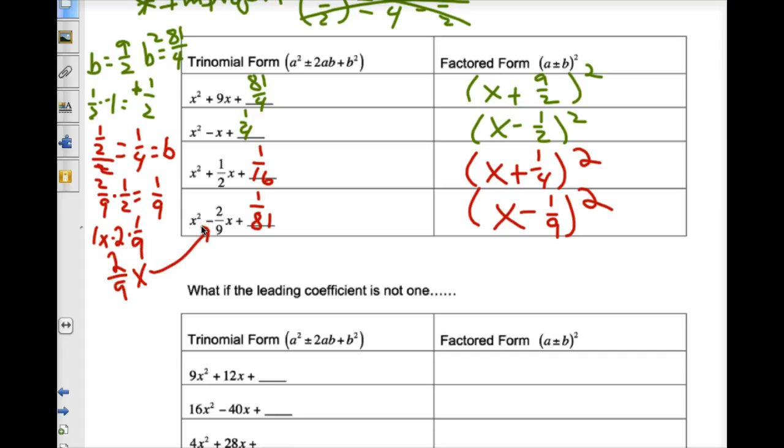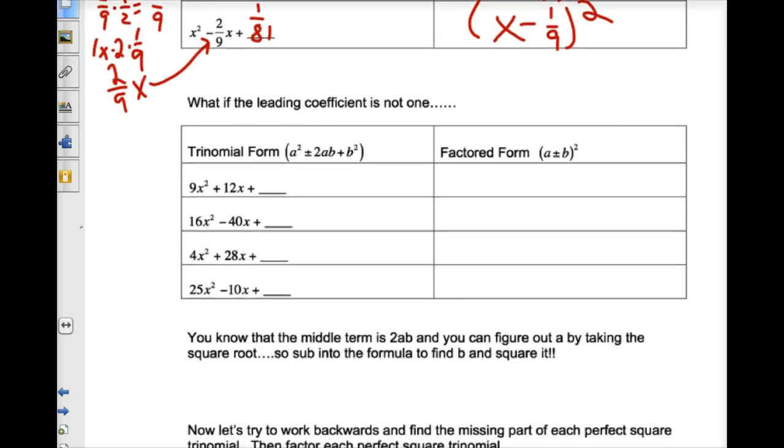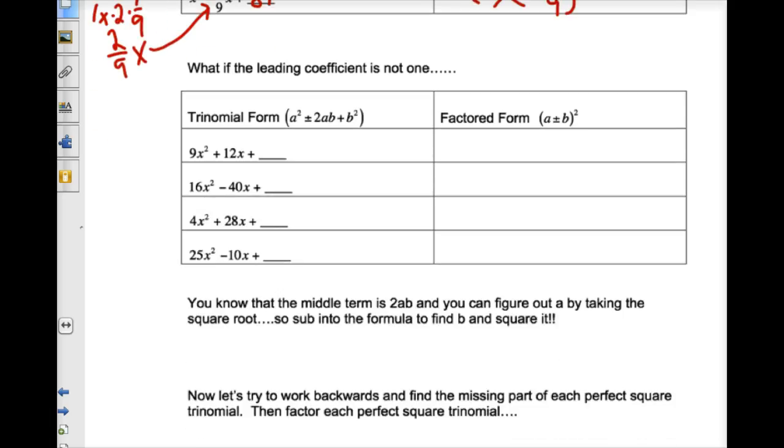The middle term is always 2 times a times b. When the leading coefficient a is not 1, then you have to show that work, like on that first one that we talked about. So 9x squared.